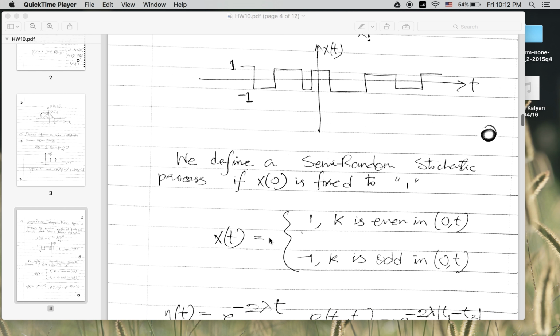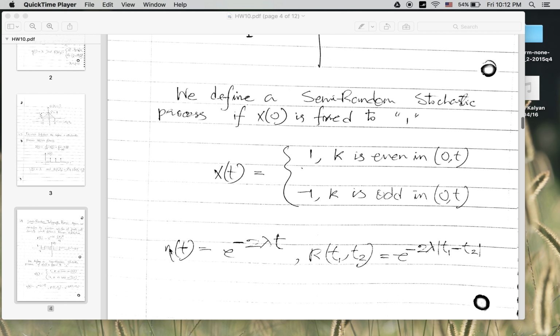So x of t equals 1 if k is even in 0 to t, and is minus 1 if k is odd in 0 to t. So we see that the mean, if we calculate, would be e raised to the power minus 2 lambda t, and its autocorrelation is equal to e raised to the power minus 2 lambda into mod of t1 minus t2.